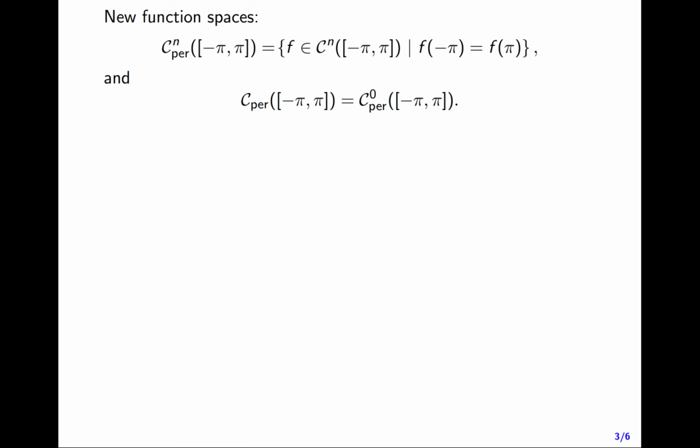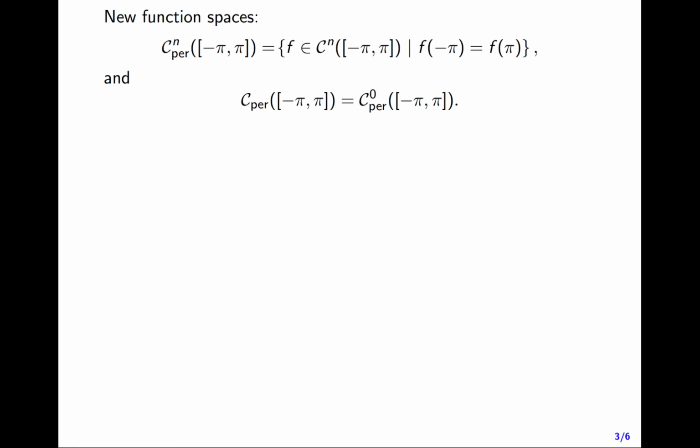We'll need some new function spaces and some new notation. So I'll put C^n periodic of the interval minus pi to pi to be all functions f in C^n of minus pi to pi, such that f of minus pi equals f of pi. So remember, C^n, these are the n times continuously differentiable functions on the interval minus pi to pi. So derivatives 1 through n of f exist, and the nth derivative is continuous.